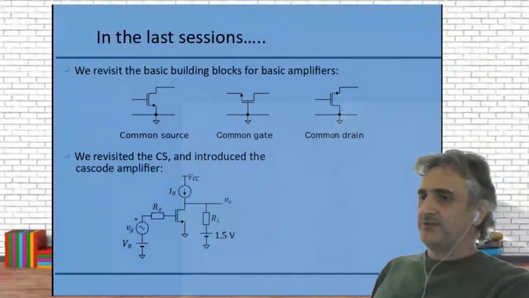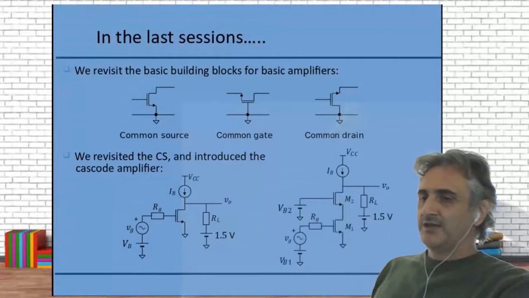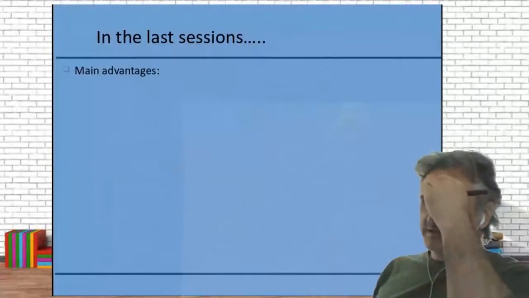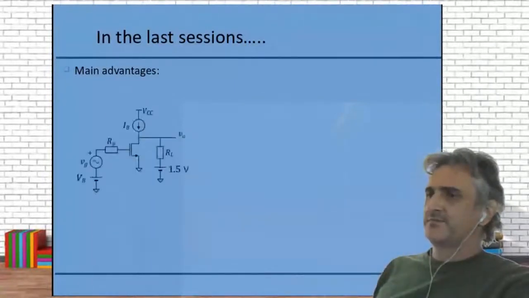The cascode amplifier is just a common source amplifier with a common gate on top. You remember? We have the common source amplifier, which is M1, and we add another common gate amplifier, which is M2. And it has some very nice advantages.